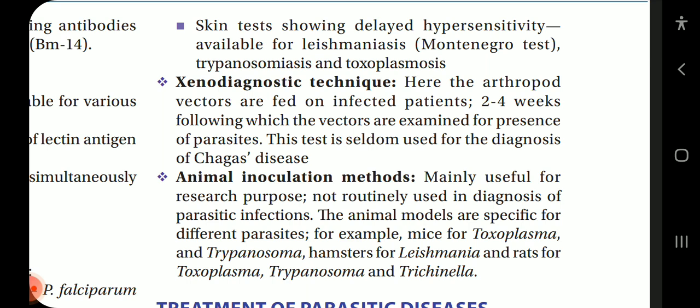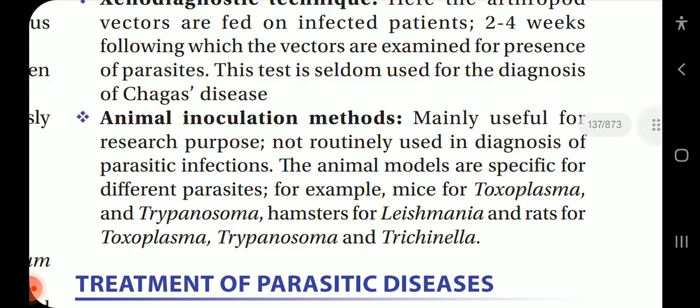Xenodiagnostic technique. Here the arthropod vectors are fed on infected patients for 2 to 4 weeks, following which the vectors are examined for presence of parasites. The test is seldom used for diagnosis of Chagas disease. Animal inoculation methods are mainly useful for research purposes, not routinely used in diagnosis of parasitic infection. The animal models are specific for different parasites. For example, mice for toxoplasma and trypanosoma, hamsters for leishmania, and rats for toxoplasma, trypanosoma, and trichinella.